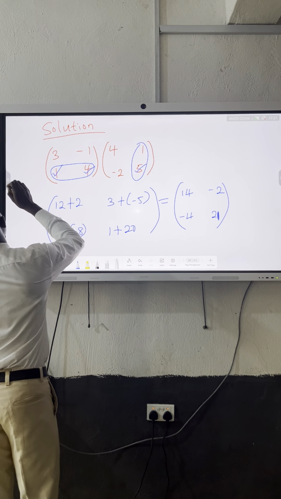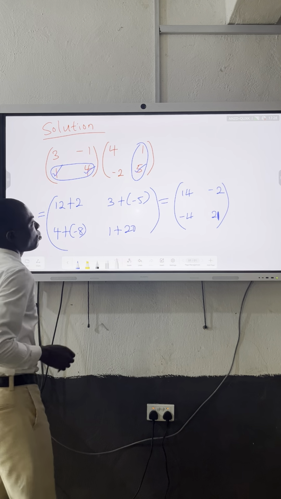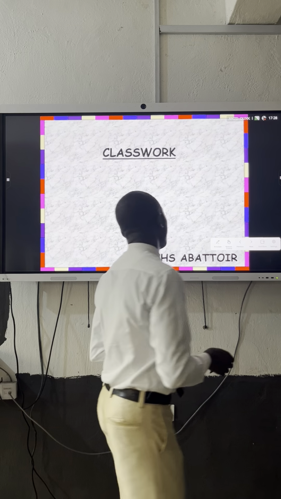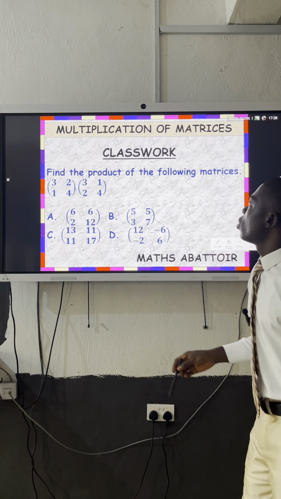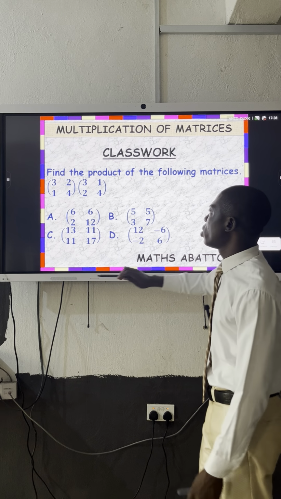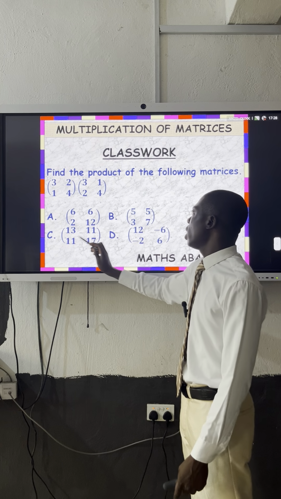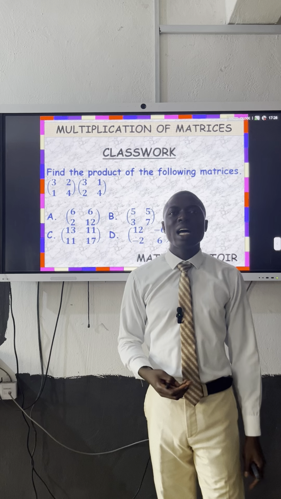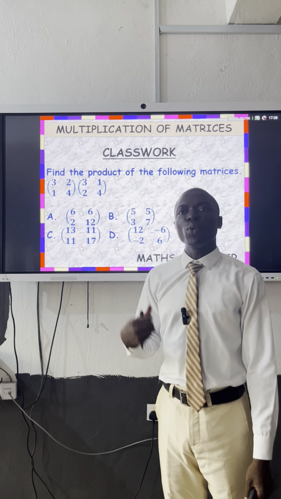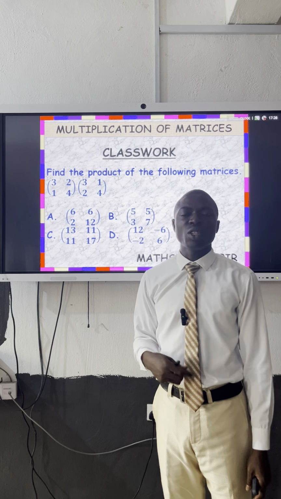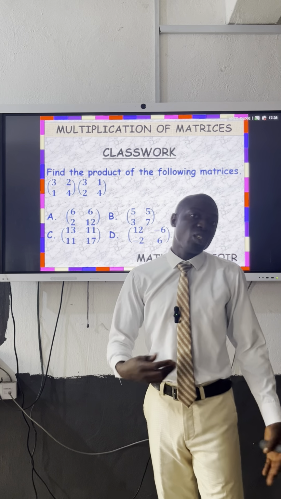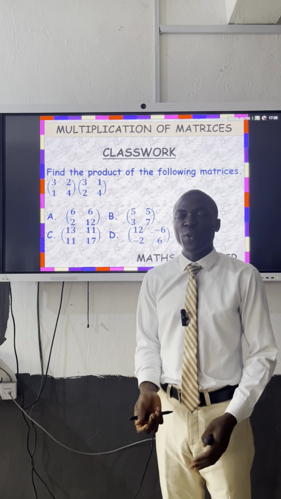All right. So I have something here for you, and I want to encourage you to try and do it. Find the product of the following matrices. When you are done, these are options A, B, C, D. Select the answer that matches your own and put it in the comment section. If it's A, tell me it's A in the comment section. If it's B, tell me it's B. If it is C, tell me it's C, or whatever option you feel is correct.